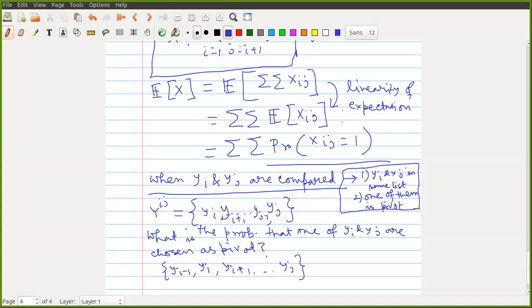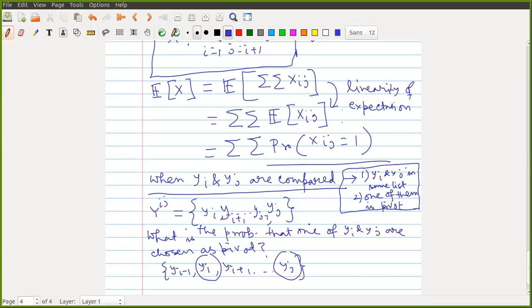We compare yi and yj only when we pick either of yi or yj as pivot, right? If I pick yi as pivot, we have to compare everything there, but if I pick yj as pivot, we have to compare everything there and break it into sublists, right? So basically, having more elements is actually immaterial.